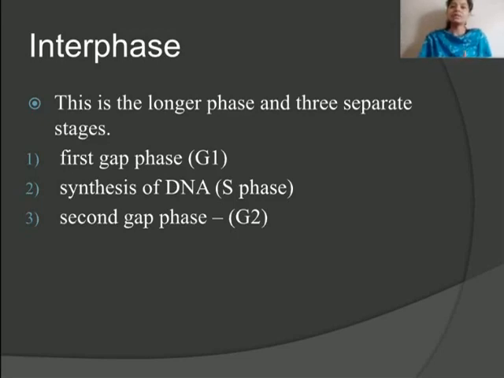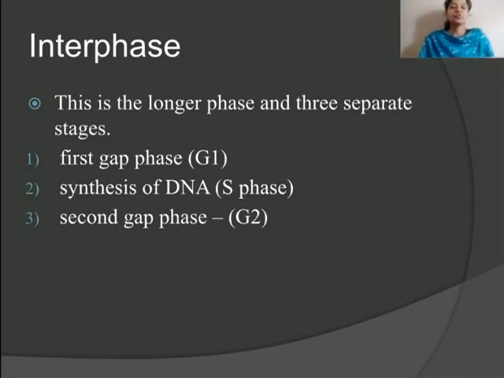First being the first gap phase, which is G1. Second being your synthesis of DNA, that is S phase. And the third being your second gap phase, which is G2. So in G1, what happens? The cell grows in size and volume. This is usually the longest phase and the most variable in length, right?